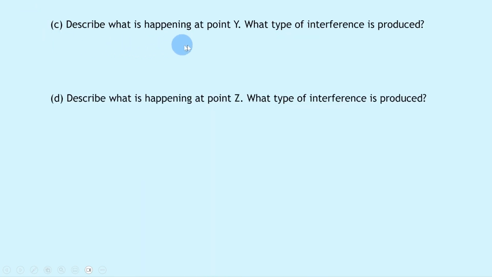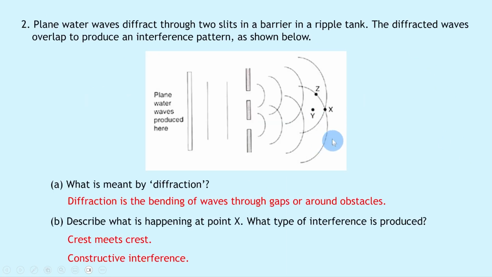Part C says describe what is happening at point Y. What type of interference is produced? Well, looking back at the picture, point Y represents the point in between 2 crests, and that would represent a trough. So here we've technically got a trough meeting a trough, which again would be constructive interference.